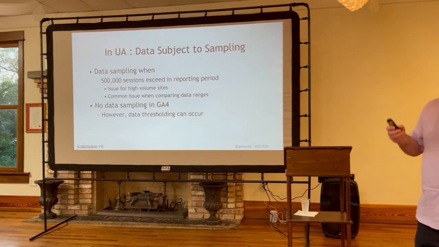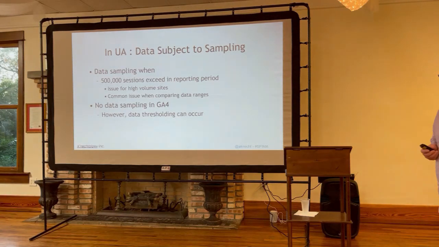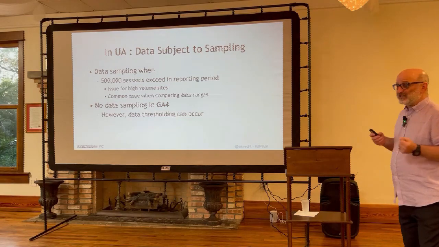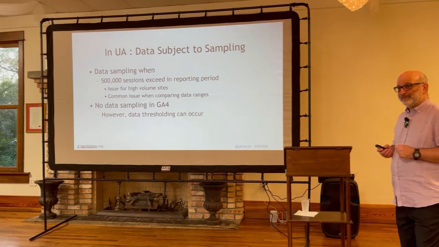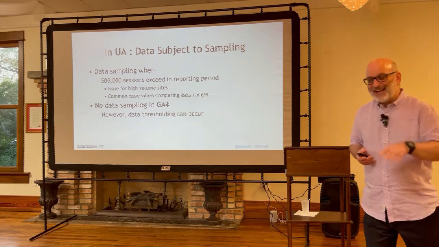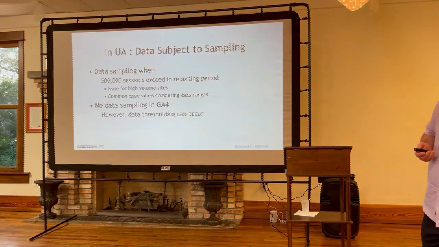You want to get, even if the Google 360, they would have gone over their limit. So there was data sampling. So that's gone in GA4. So that's the good news. However, Google has a new term called thresholding. I call it throttling your data. So if you hear me use the term throttling, I use it interchangeably, but it's officially thresholding.